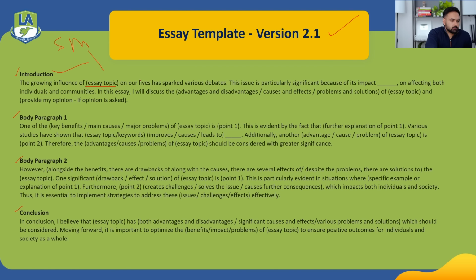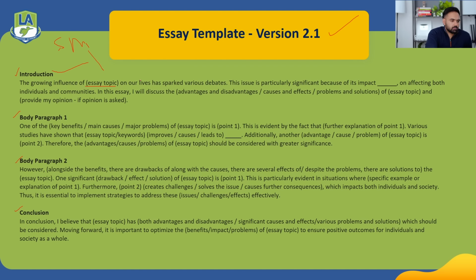Let's move on to the first body paragraph. One of the key benefits of social media is that, you have to write one advantage, it enables instant communication and connectivity. Second sentence, we have to explain the previous one. This is evident by the fact that people can easily stay in touch with family and friends regardless of the distance through social media apps or messaging apps and video calls. That's it. Now we'll give an example.